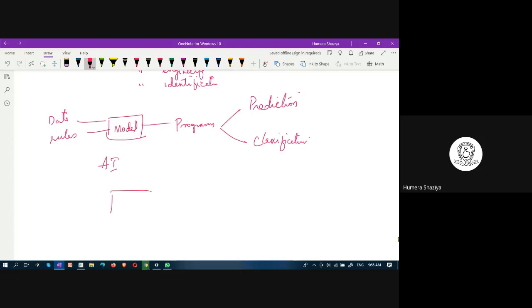Our normal program, what we write in Java, C, C++: we write the program, we give the input, we get the output. But here the process is reversed. This is the output, the data. Whatever output you expect to come, that you give as input to the model.